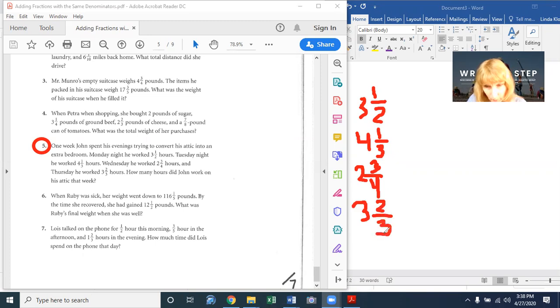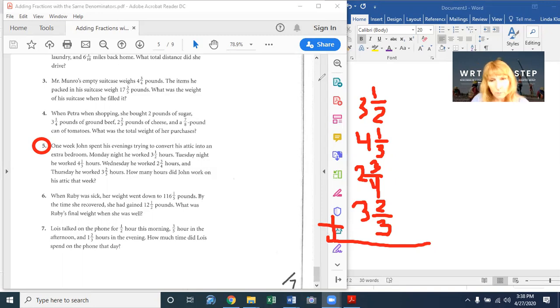So this is an adding problem. So you have to come up with a common denominator. We have a 2, a 3, a 4, and a 3. So we could use 12 because 12 will work with 3, it'll work with 4, it'll work with 2. So we would use 12.